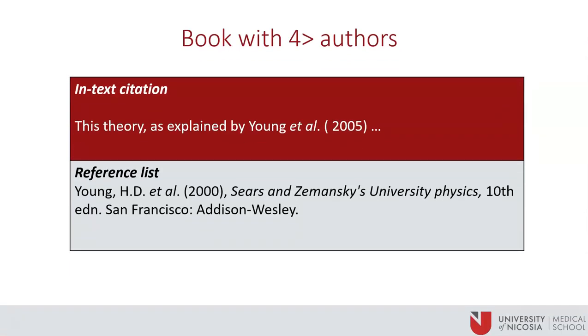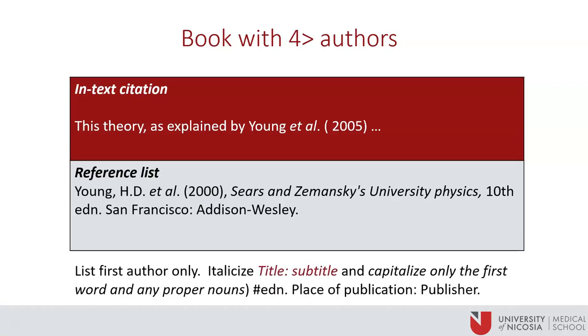Here's an example of how to cite and reference a book by 4 or more authors. List the first author only, italicize the title and subtitle, and capitalize only the first word and any proper nouns. Follow it with the edition number, place of publication, and publisher.